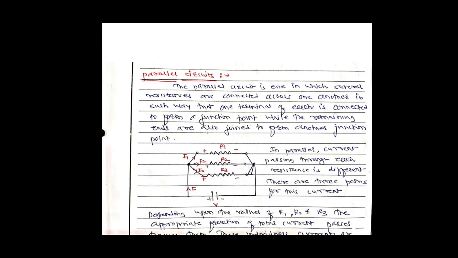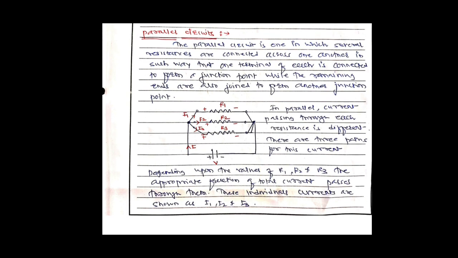They have to be connected in such a way that one terminal of each is connected to form a junction point. Meaning one terminal of R1, one terminal of R2 and one terminal of R3 are connected at this point, and it should form a junction. While the remaining terminals of each resistance are connected to form another junction.